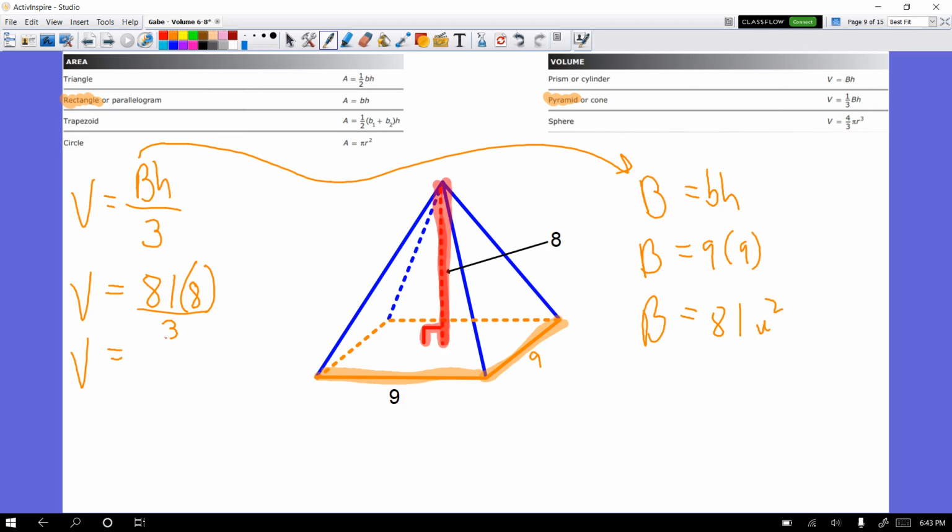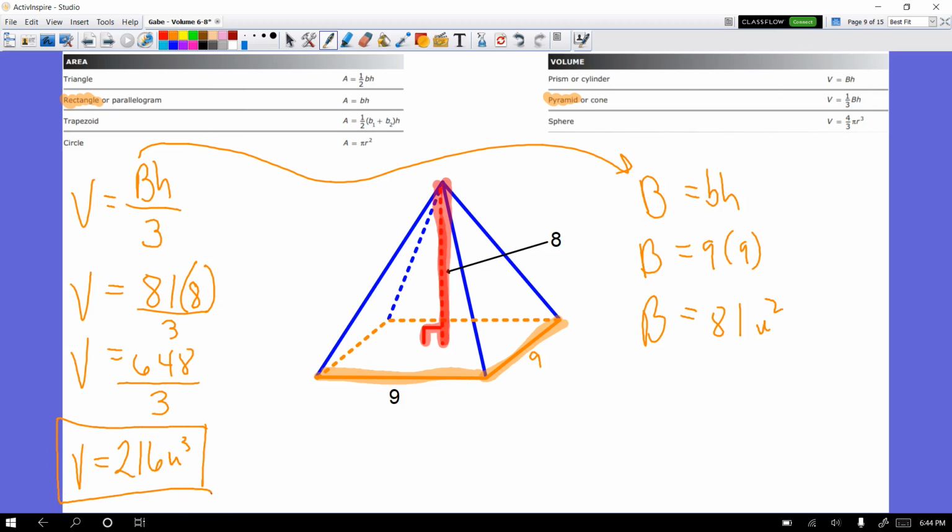So you can see here, I'm not going to do 2 of these steps at the same time. I'm not going to do 81 times 8 and then divide it by 3 and write the answer. I'm going to go the long way because I want to know that I'm doing each step correctly. So I did 81 times 8 and got 648. Now I'm rewriting that as divided by 3. This is where our answer is going to come in. 216. Approximately 216 cubic units.